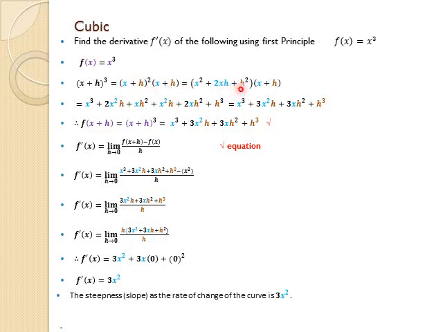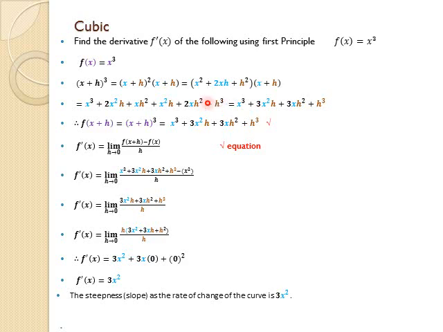h times h gives me h squared. Right? Times the x plus h. x times x squared would give me x cubed. x times 2xh would give me 2x squared h. x times h squared would give me xh squared. h times x squared would give me x squared h. h times 2xh would give me 2xh squared. h times h squared would give me h cubed.